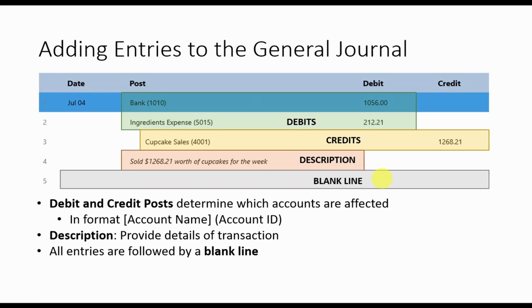This is actually super important because within the general ledger, the account entries also use this description to show what happened during this account entry post. And then of course, as I mentioned, the blank line is just to look a lot nicer.